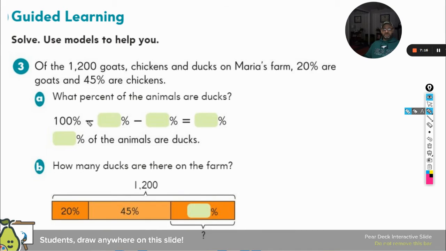First of all, what percentage of the critters are ducks? Well, altogether, we've got 100% critters. We're going to subtract 45% of those chickens and 20%, which are goats. And you're going to get 35% duckaroonies. All right.